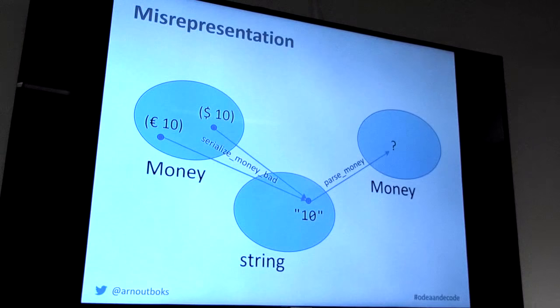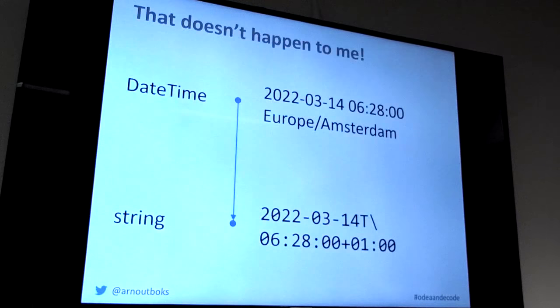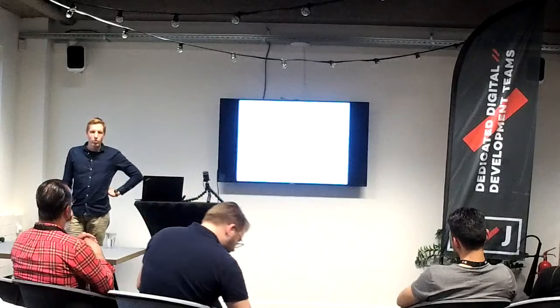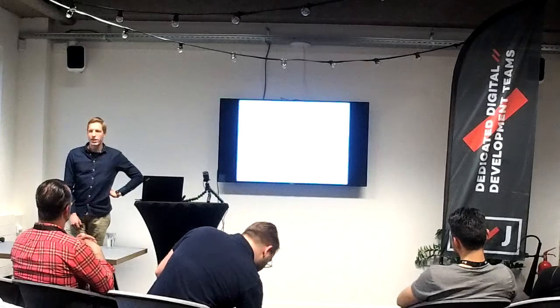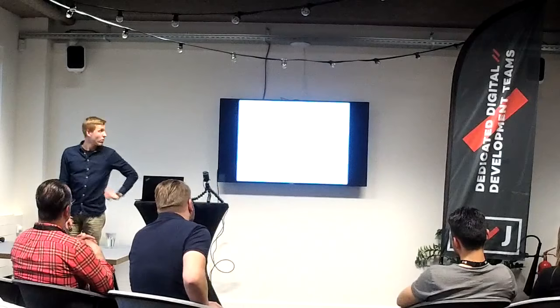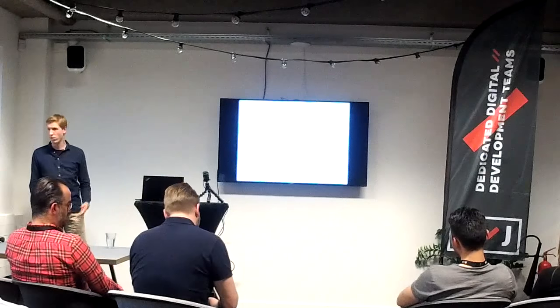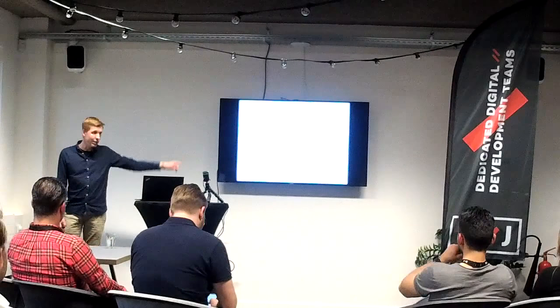And of course, this is a contrived example, and you're saying, that doesn't happen to me. I don't do this. It's so dumb. But well, don't we do this? We have a date time somewhere in the future, in 2022. Maybe I have an appointment at that moment. And we even have a time zone with it, Europe/Amsterdam. And we want to represent that date time as a string. And we could do that like this. Well, looks okay. It even has the time zone, the +1 with it.